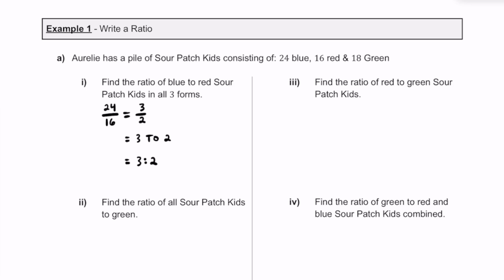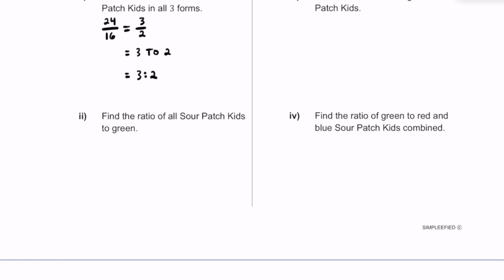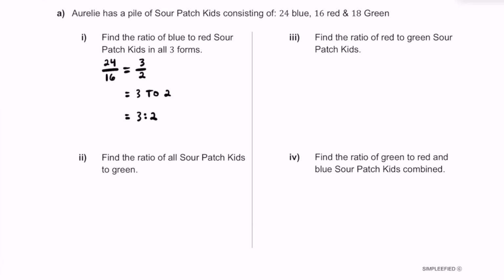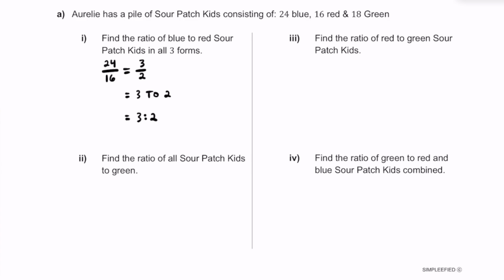All right, so in all three forms here, this would be the ratio of blue to red. Just make sure you always simplify before you write the 3 different forms. What about if we want to go from, let's see, it says ratio of all Sour Patch Kids that she has to green. So all means we have to add them all together. So 24 plus 16 is 40, 40 plus 18 is 58.